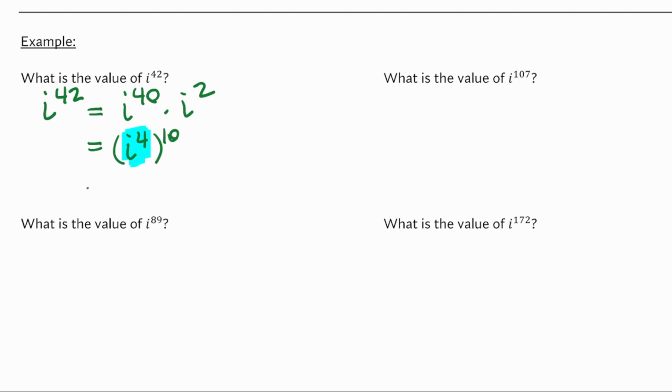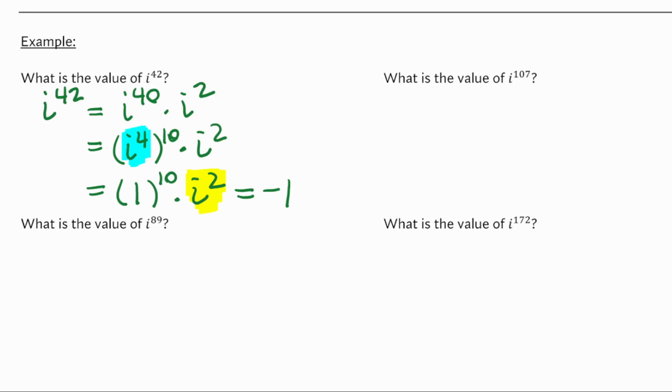So we're going to take that and say this is 1 to the 10th power times i to the 2. And we've been saying throughout the video that i to the 2 is negative 1. And so I've got 1 to the 10th times negative 1. That's negative 1, because any power of positive 1 is positive 1. Okay, so why don't you try the other 3?